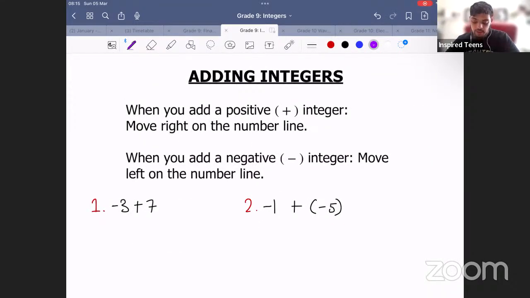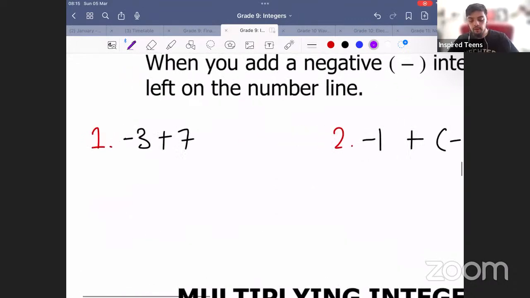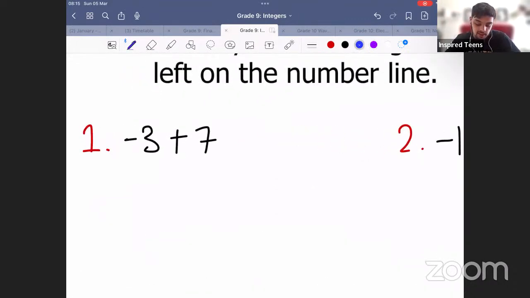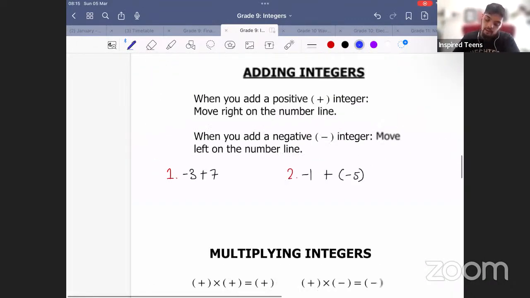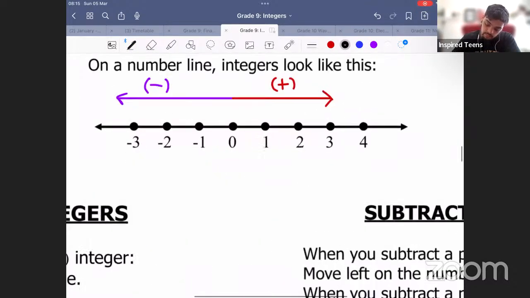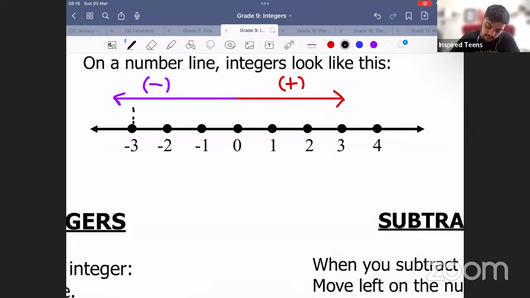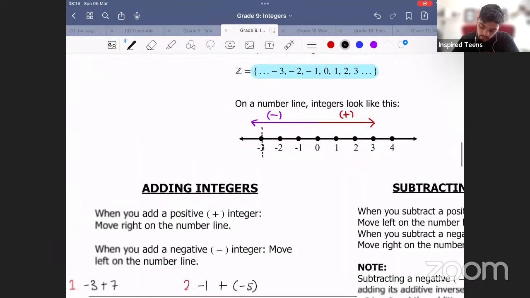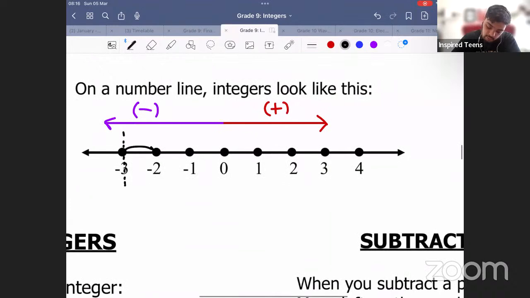So when you add a positive integer, you move to the right on the number line. When you add a negative integer, you move to the left on the number line. For example, we have -3 plus 7. If we work on our number line, -3 is here. If you want to add 7, we'll just have to move to the right: 1, 2, 3, 4, 5, 6, 7 times. And we'll get 4.